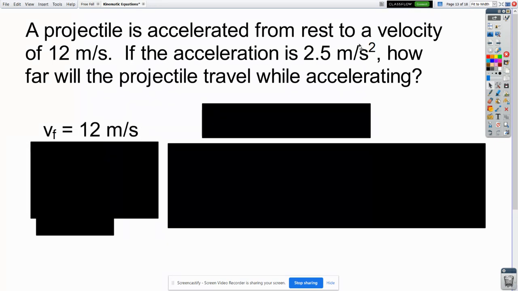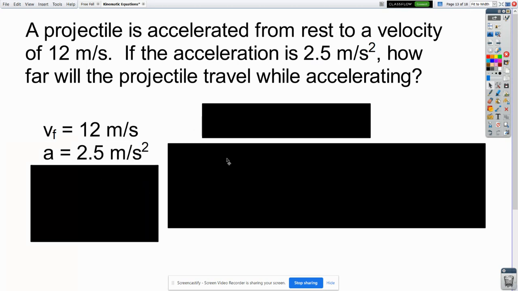If the acceleration is 2.5 meters per second squared, let's say, how far will the projectile travel? Wait a minute. I've only got 2 numbers. All my kinematic equations have 4 variables. So I'm going to need at least 3 numbers to do my calculation. So what's missing? What's missing here is a hidden number, and it's right there. Rest.